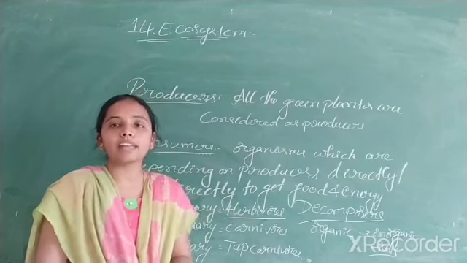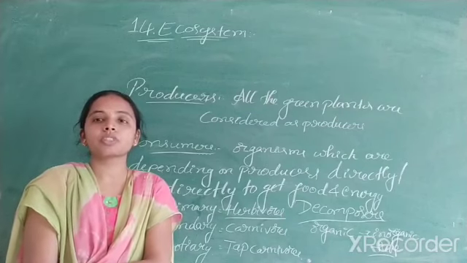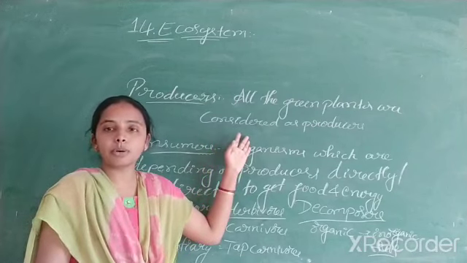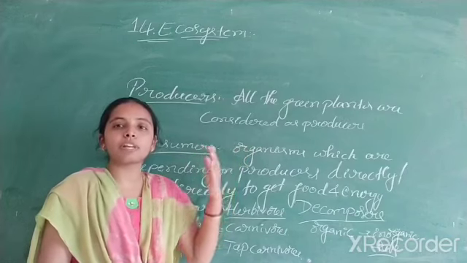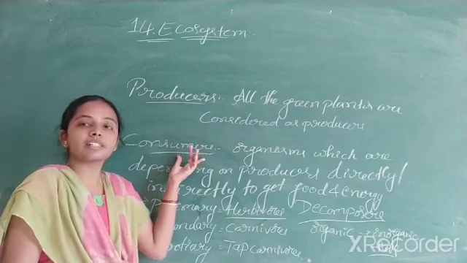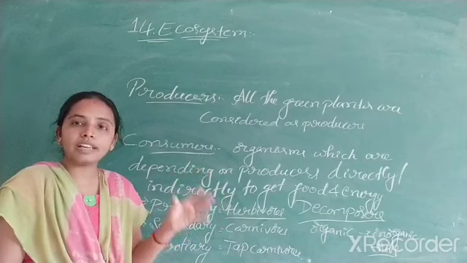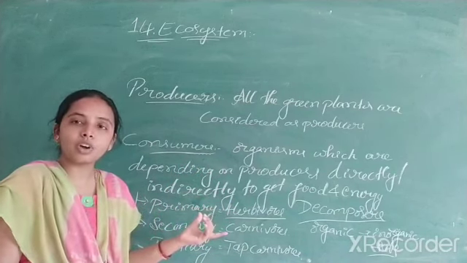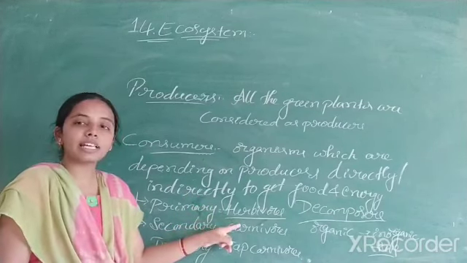So this is about biotic components: producers, consumers and decomposers. All the green plants are considered as producers. By the process called photosynthesis, using sunlight, they prepare food for themselves and for other living organisms. Consumers are the organisms which directly or indirectly depend on plants to get food and energy. Primary consumers directly feed on plant products; they are called herbivores.